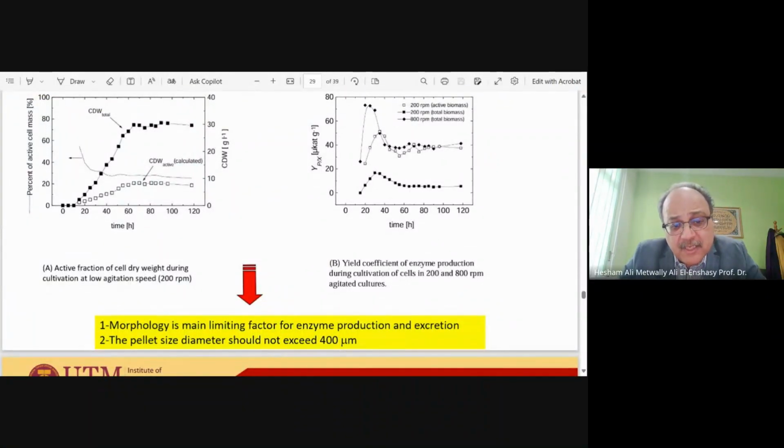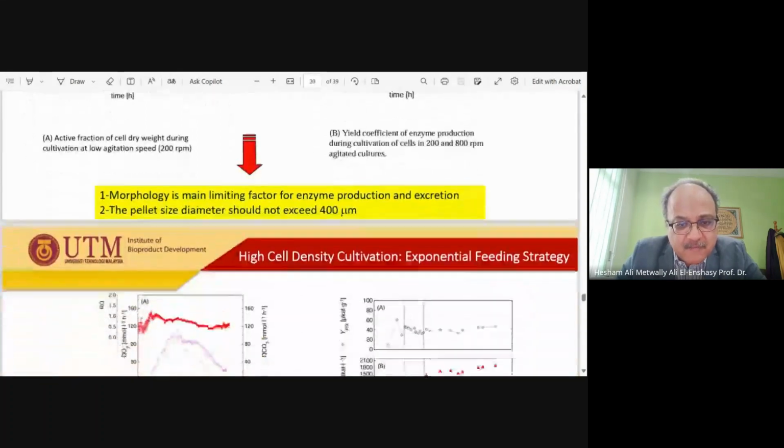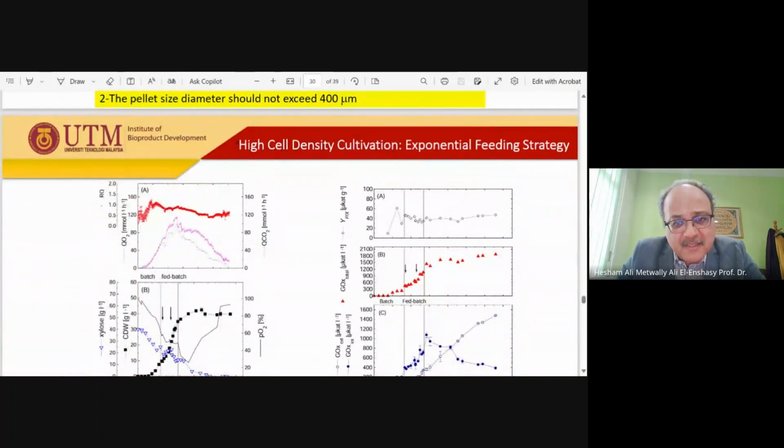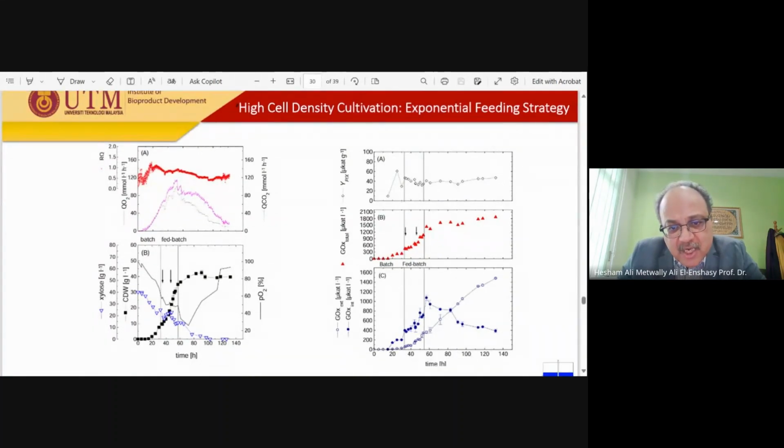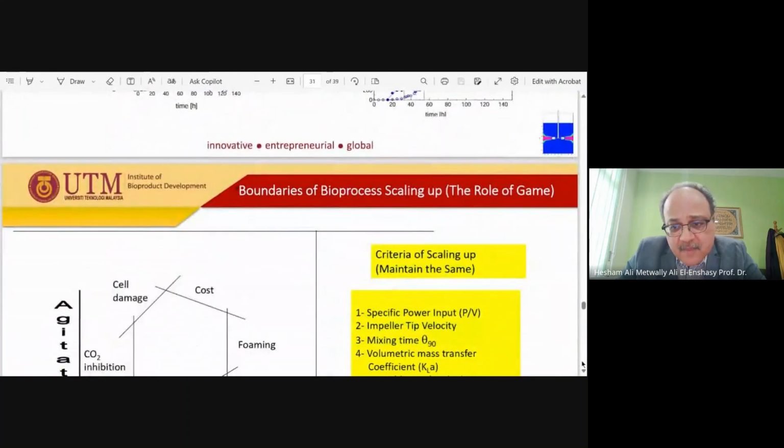Morphology here is the main limiting factor of the enzyme production and excretion. The pellet diameter should not exceed 400 micrometers. Then we go through a high cell density cultivation platform to make higher biomass under the desired morphology, and we can reach up to 1,500 microcatal. You remember we were starting with 20 microcatal in this process, and it's a significant improvement.